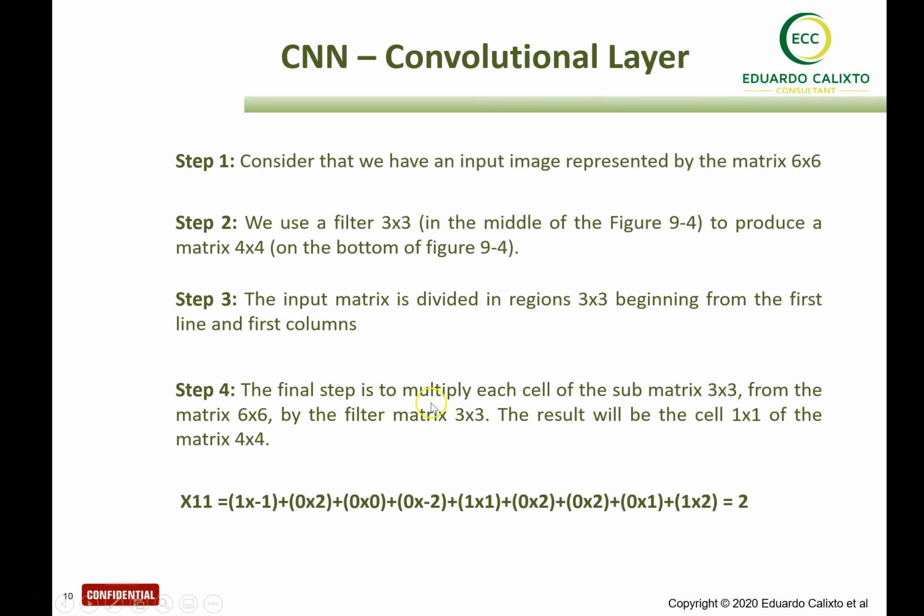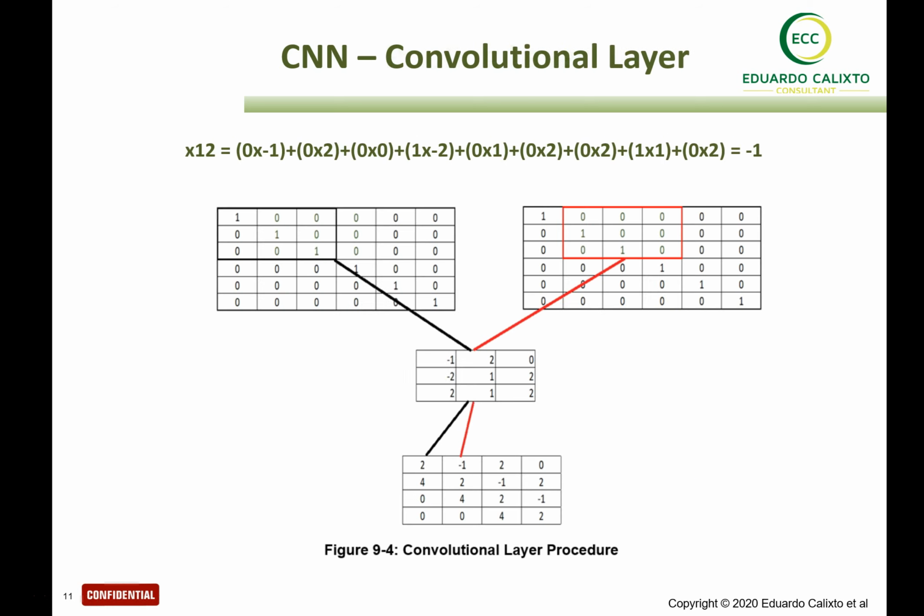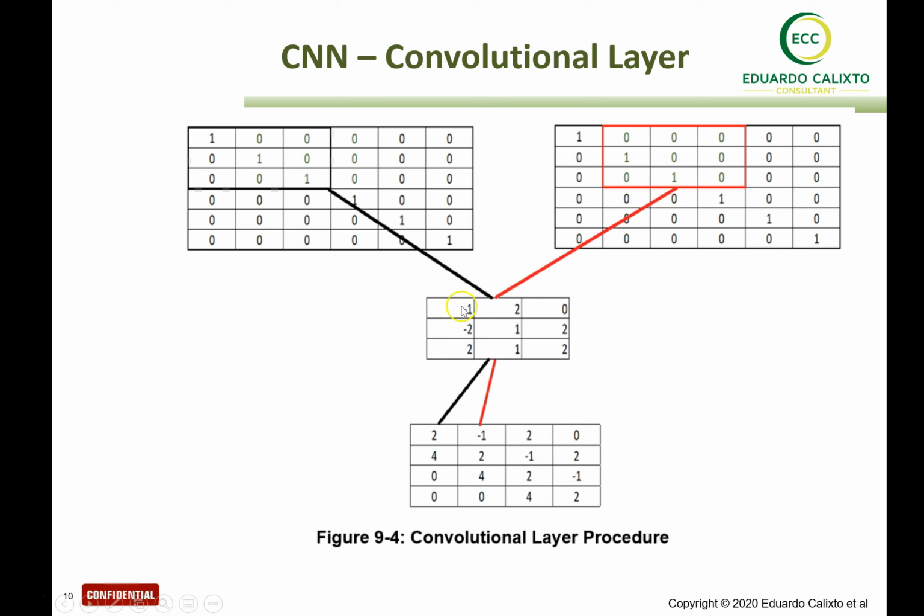The next step is to multiply each cell of the 3x3 region of the matrix by the filter matrix. I multiply each element of this matrix by this matrix to get the first element of the output. So I multiply 1 by -1, 0 by 2, 0 by 0, 0 by -2, and add all these values. In the end, I got the first value, which is 2.